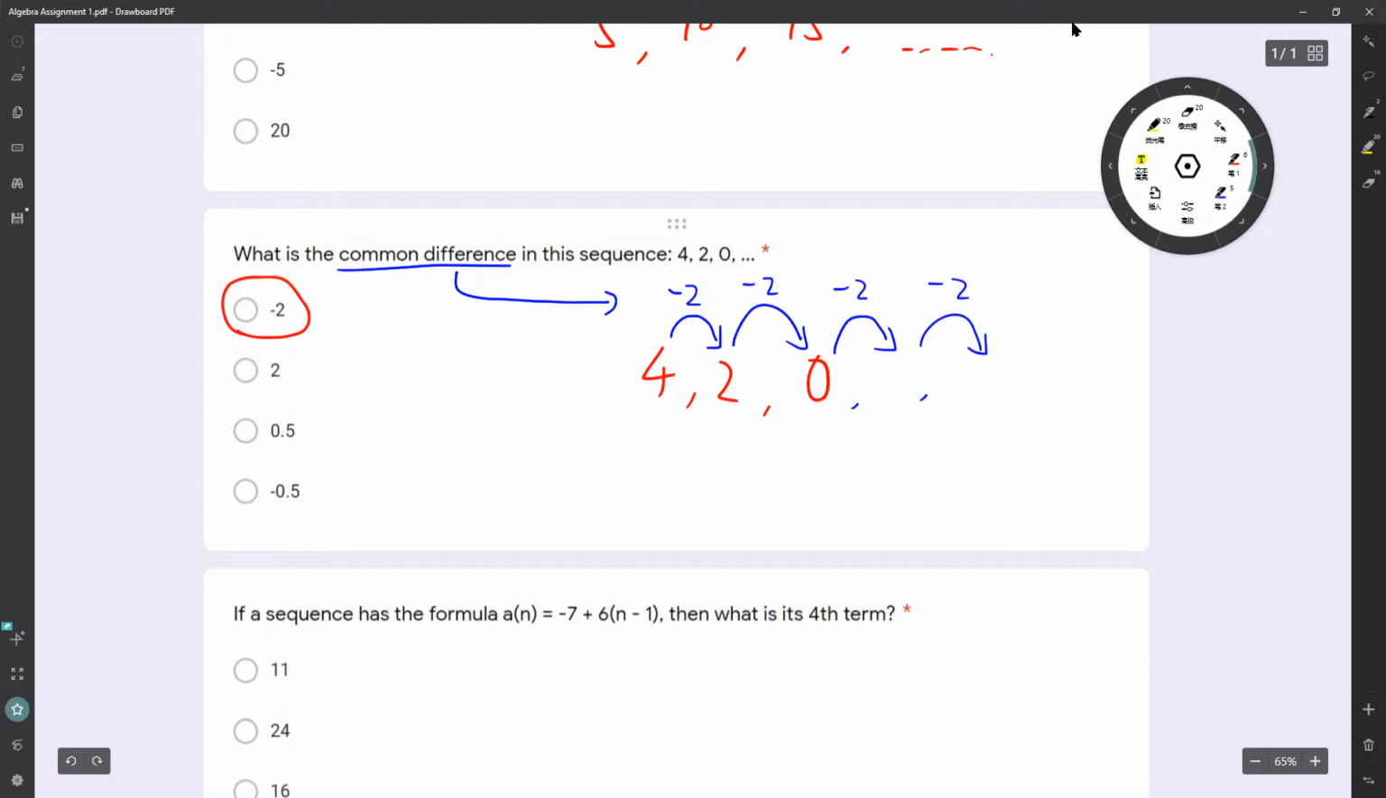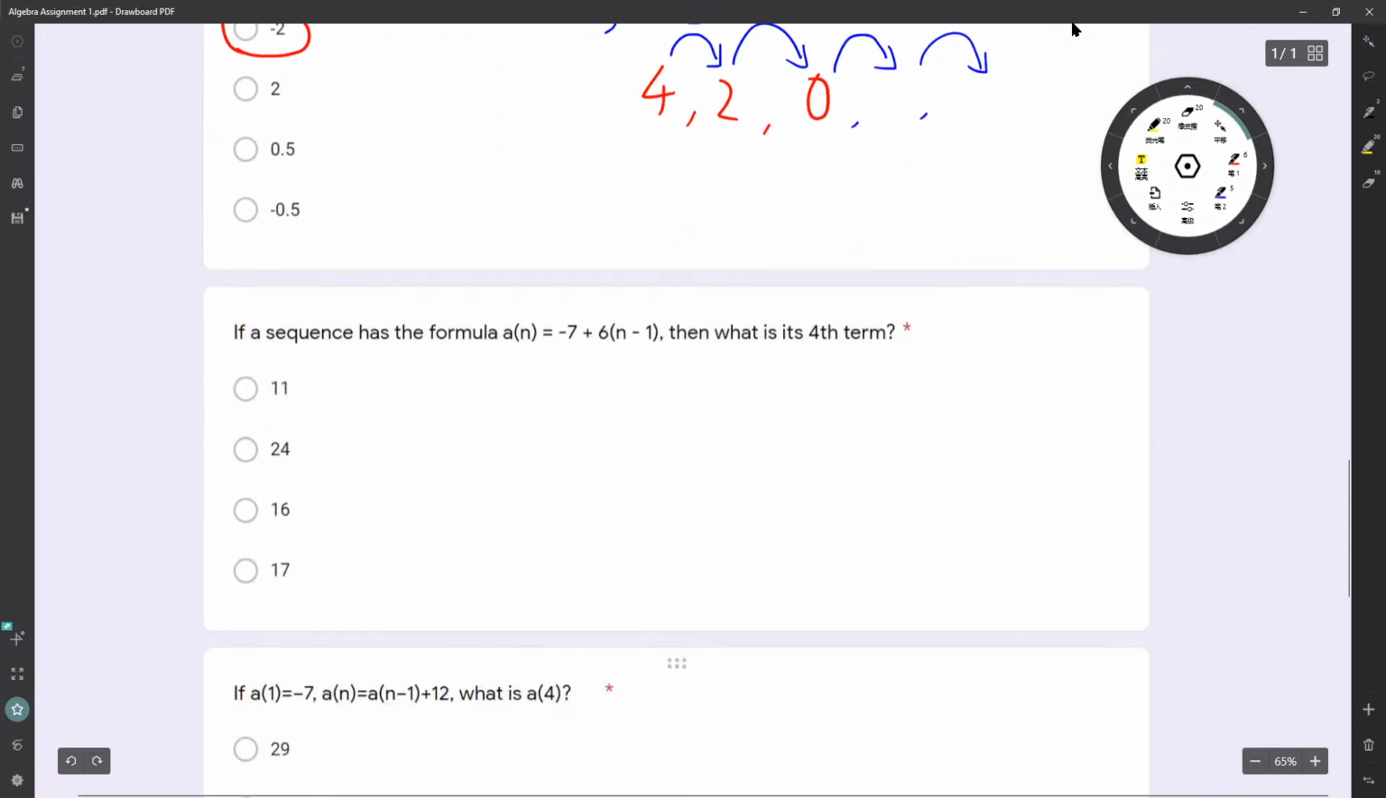Again, some students might say, okay, I think the pattern is 4 times 0.5. Well, it might be true, 4 times 0.5 is 2. But again, this pattern doesn't work for the next term. 2 times 0.5 is 1. It's not 0. That means that's not the pattern. So when you assume a pattern, you have to make sure it works with every term.